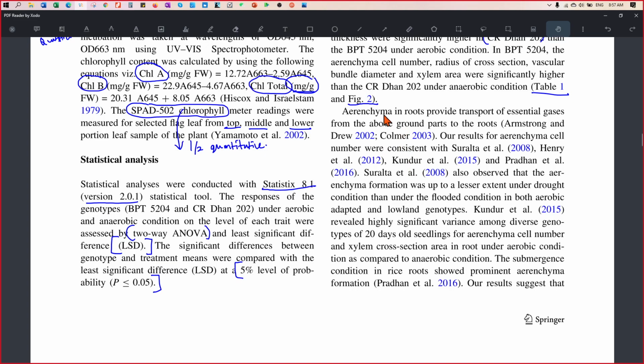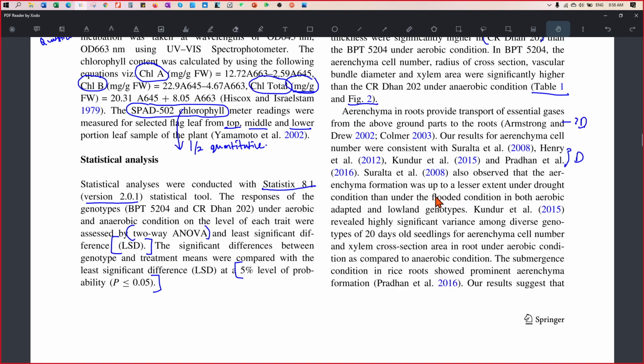All right. Aerenchyma in roots provide transport of essential gases from the above ground part to the root. So this is discussion. Our result for aerenchyma cell number were consistent with Suralta, Henry, and so on. And also this is, they are comparing. So this is actually discussion. They are comparing with the previous authors, whether they agreed or not. Okay.